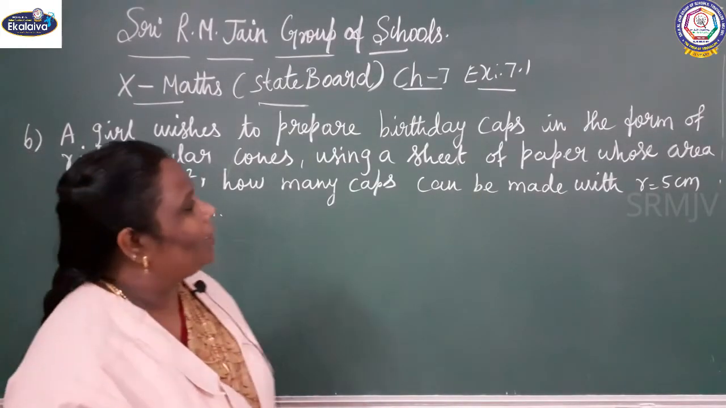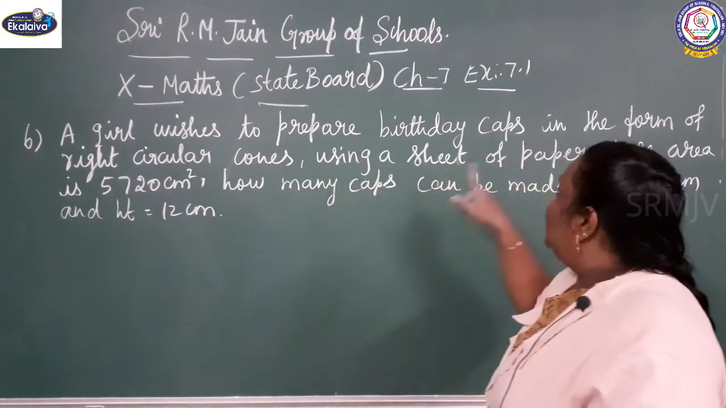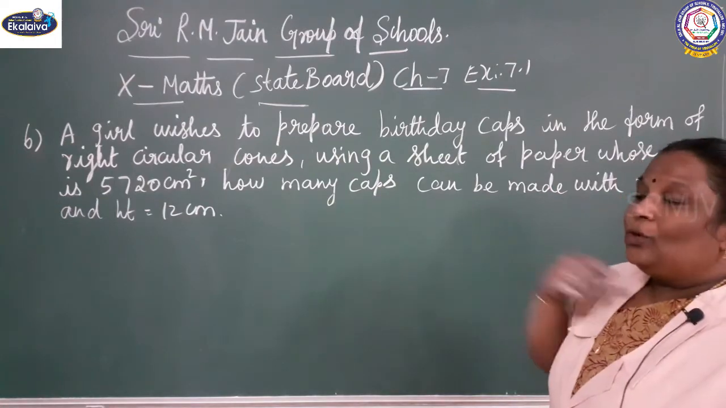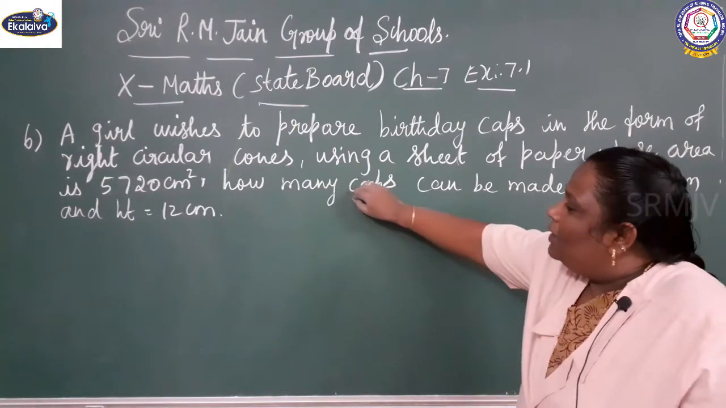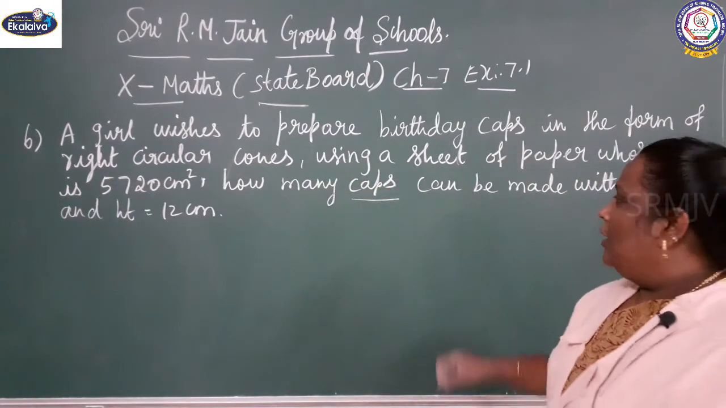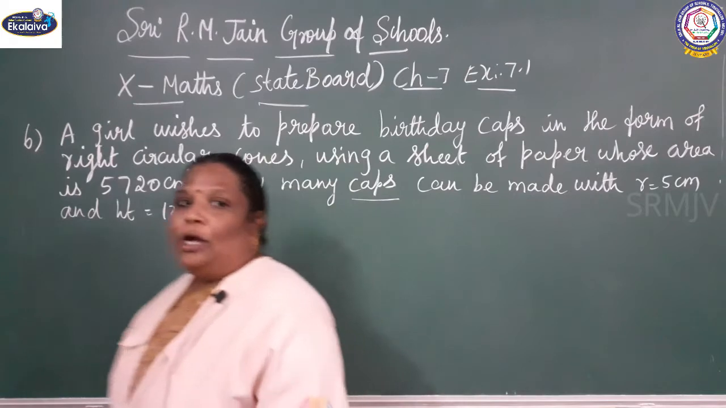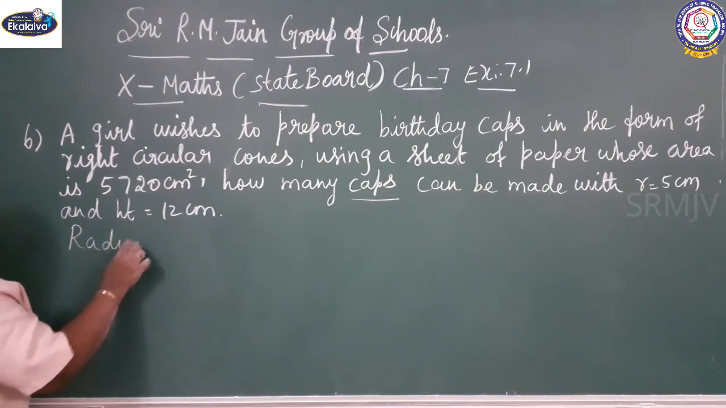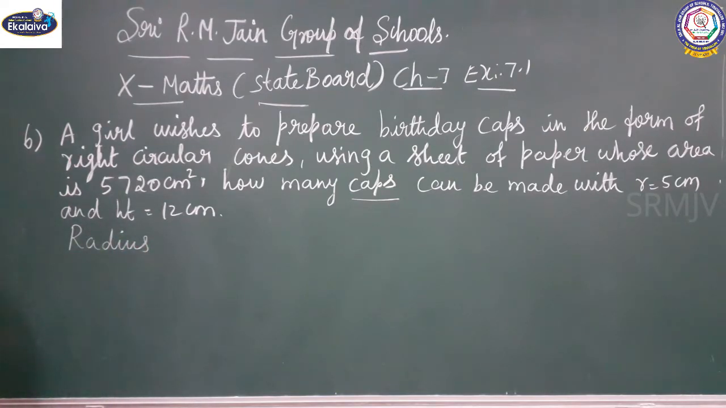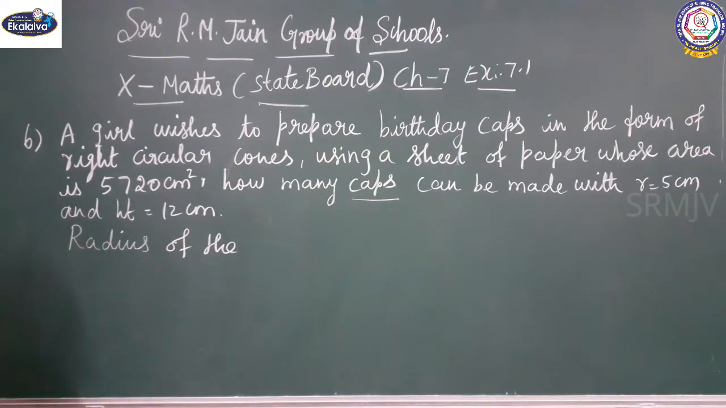A girl wishes to prepare a birthday cap in the form of a cone, right circular cone, using a sheet of paper whose area is 5720 centimeters square. How many caps? You know that a birthday cap is in the shape of a cone. How many caps can be made with radius 5 centimeter and height 12 centimeter? So what is given? Radius of the cap equal to 5 centimeter.